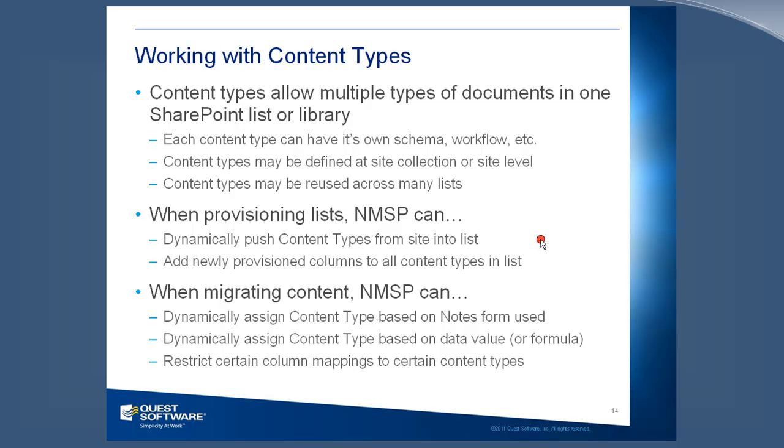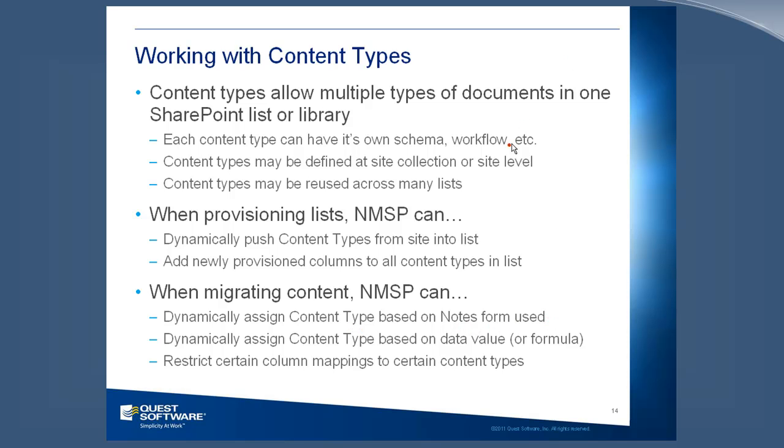You can go into site settings, you can push a content type to a list, or take a column that we provision and add it to all your other content types. But it's a nice convenience that we do this at provisioning time for you now in 6.1. And when you're migrating content, you can dynamically assign the content types based on the Notes form now. Again, that's something you could always do.